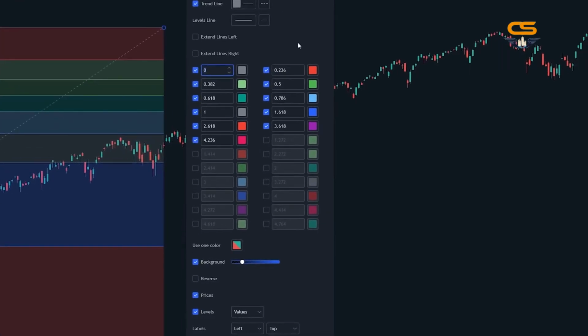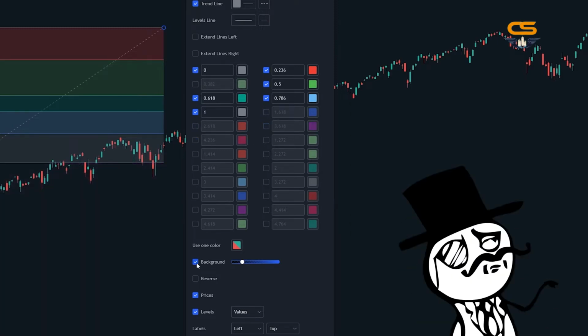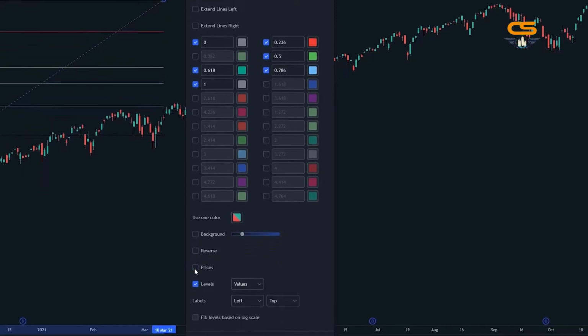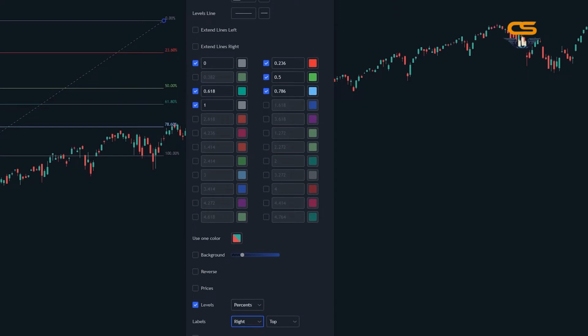What we want to do is uncheck 0.382 and then uncheck all the other boxes after 1. Next, uncheck the background. I know the colors are fancy and cool, but this mostly just makes your chart messy. Then uncheck prices and change the levels from values to percents. Also, change your labels from left to right. These are the settings that I found work best for me, and it makes it really clean on the chart.